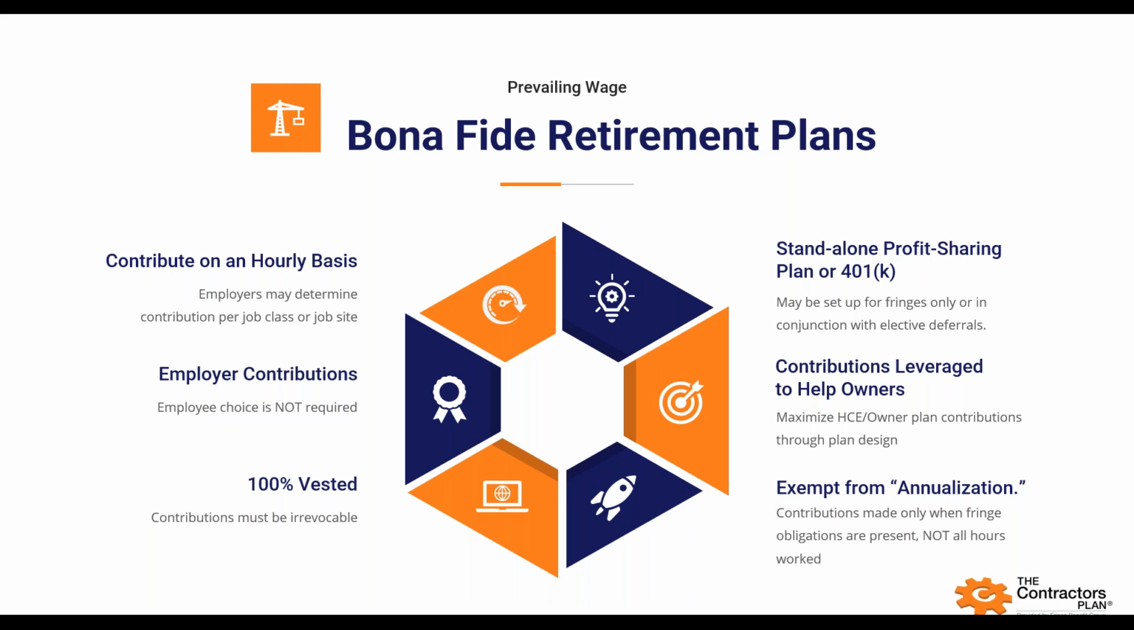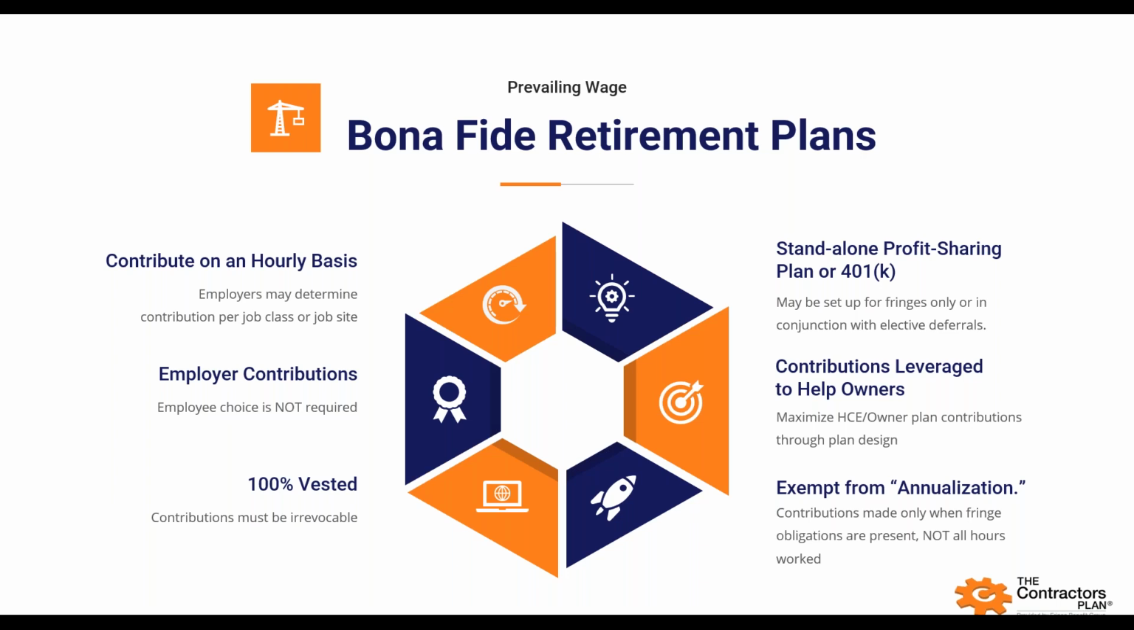So you can set up a standalone profit sharing plan or a 401k, meaning you can have fringes only flow into that plan, or you can have it in conjunction with elective deferrals. It's up to the owner and the company to determine: is this going to be a fringes only plan, or am I going to do more of a traditional 401k with elective deferrals plus fringes? And we're going to talk about a couple of opportunities that owners and highly compensated employees can benefit through the plan design and utilize those fringe obligations to help their own contributions.